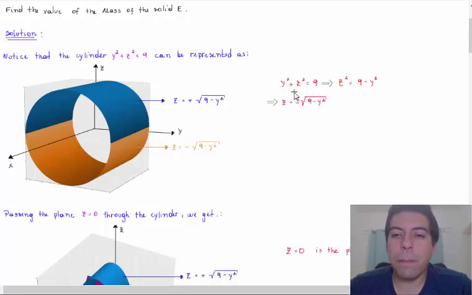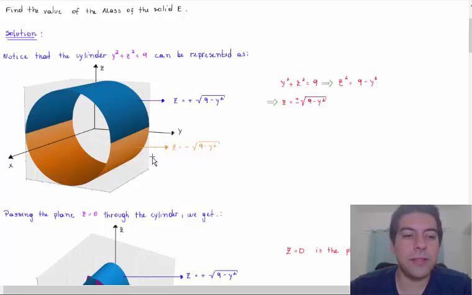The equation with the plus sign will represent the upper side of the cylinder in navy blue. On the other hand, the equation with the minus sign will represent the lower side of the cylinder in orange color. Note if we consider the cross-section parallel to the y and z plane, we get circles with radius equal to 3.